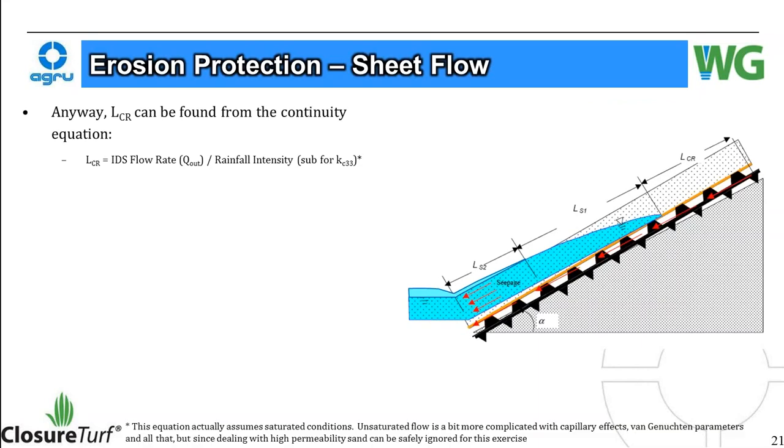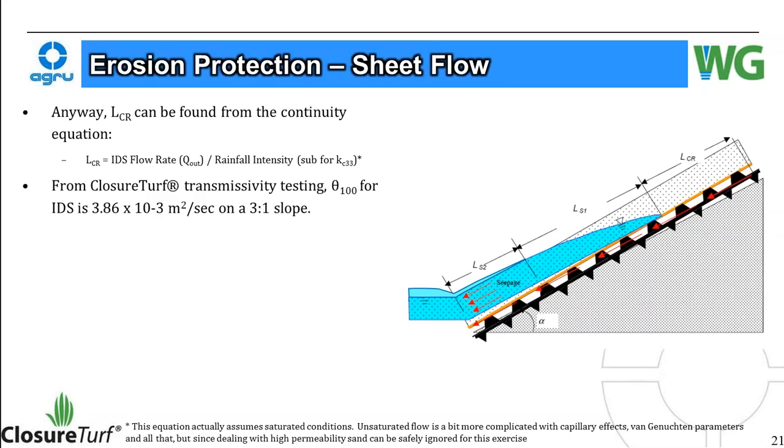So anyway, we can determine the critical length from the continuity equation. Now notice here I'm using rainfall intensity versus the sand permeability. This equation is intended for saturated conditions, so I'm kind of stretching its capacity here. But since we're dealing with a medium to coarse grain sand, I think we can safely assume that a drop of water that lands here will force another drop out down below here.